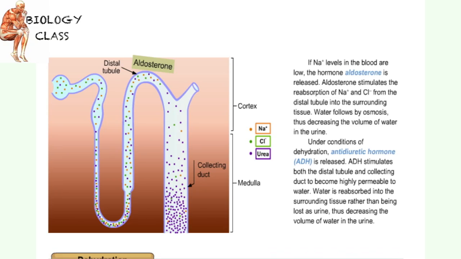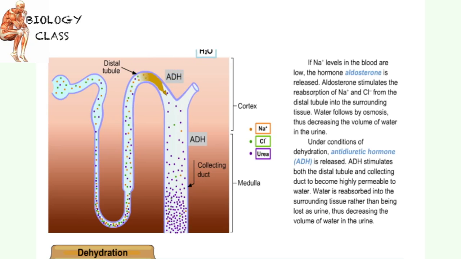Under conditions of dehydration, antidiuretic hormone, or ADH, is released. ADH stimulates both the distal tubule and collecting duct to become highly permeable to water. Water is reabsorbed into the surrounding tissue rather than being lost as urine, thus decreasing the volume of water in the urine.